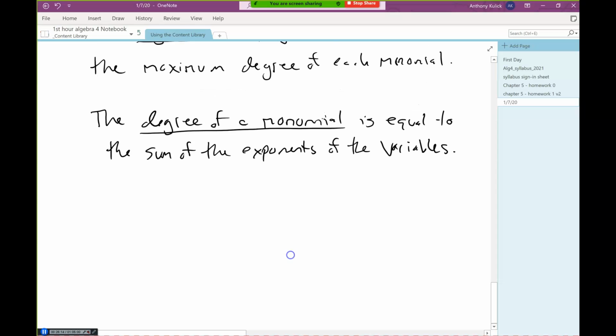Okay, so the degree of a monomial is just equal to the sum of the exponents on the variables. So if I have the monomial 3x to the fifth, the degree here is 5, right? The only variable is x. The exponent there is 5, so it's just 5.